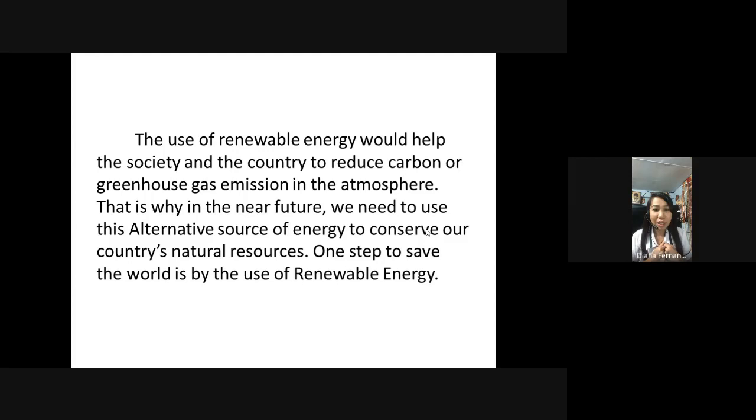Kasi yung traditional way ay nag-i-emit, nagbibigay ng carbon monoxide at ng greenhouse gas sa ating environment. Kaya tayo ngayon nakaka-experience ng greenhouse effect. Sobrang pagkainit. Kahit hindi naman summer, sobrang init. That is because of the presence of carbon gas in our atmosphere. So, yun ang kahalagahan bakit kailangan na natin gumamit ng renewable energy.